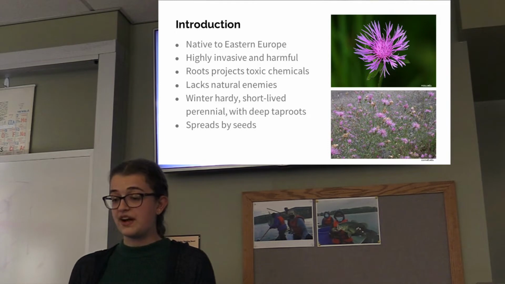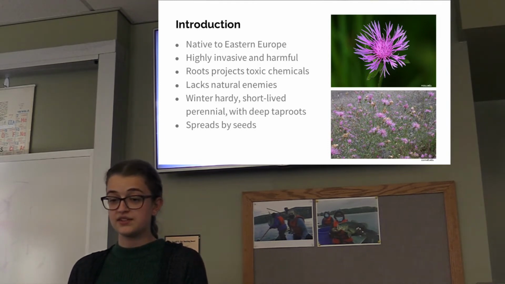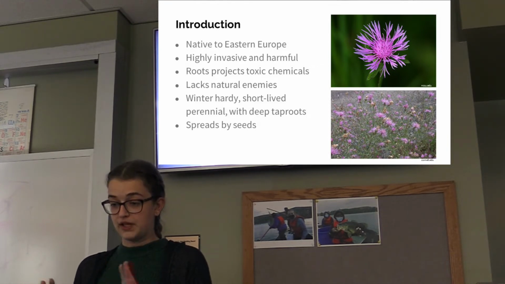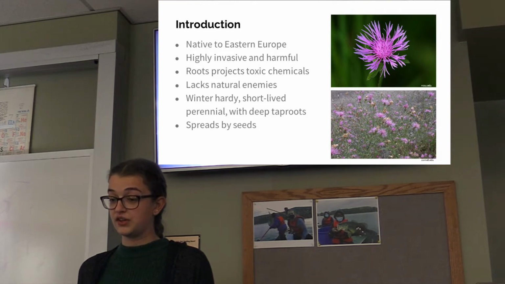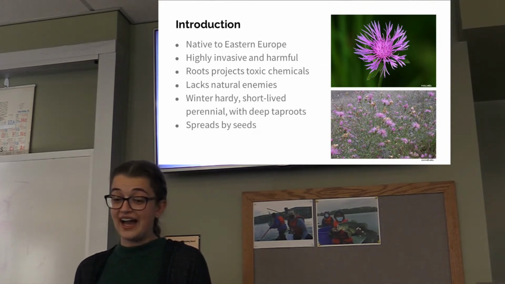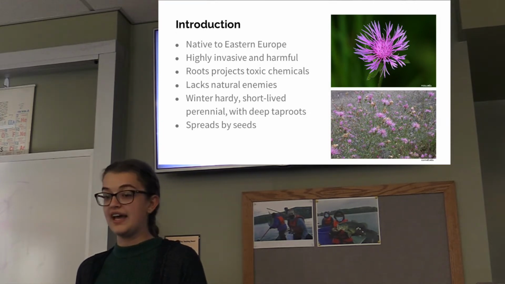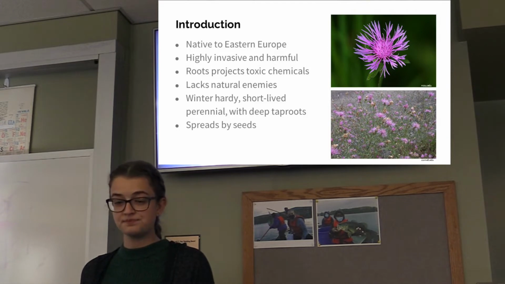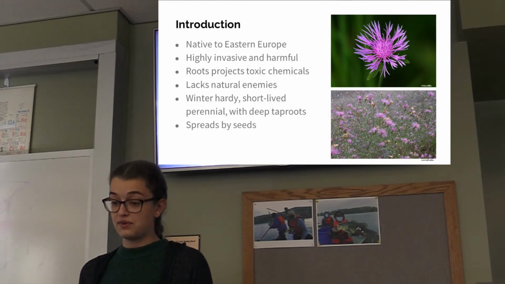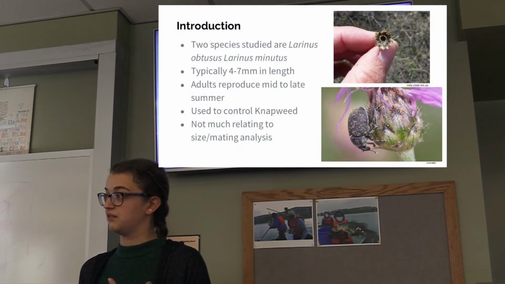Weevils feed on various different types of organisms and plants. For my study specifically, I focused on spotted knapweed. This picture is a close-up of the flower and its specific characteristics. It's native to Eastern Europe, and it was most likely brought over as a contaminant of alfalfa seed. It's considered highly invasive and harmful. Its roots project toxic chemicals, which can be harmful for any other organisms in its neighboring habitat. It's a winter hardy, short-lived perennial plant with deep taproots, and it spreads entirely by seeds. The bottom picture shows the dense clumps that it can grow in.